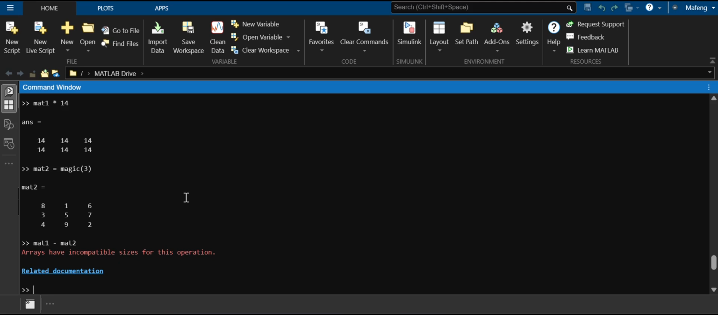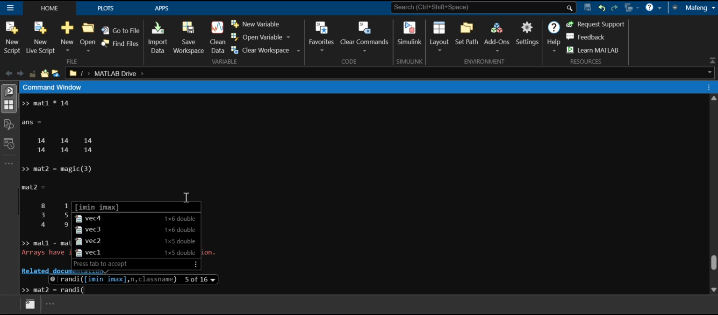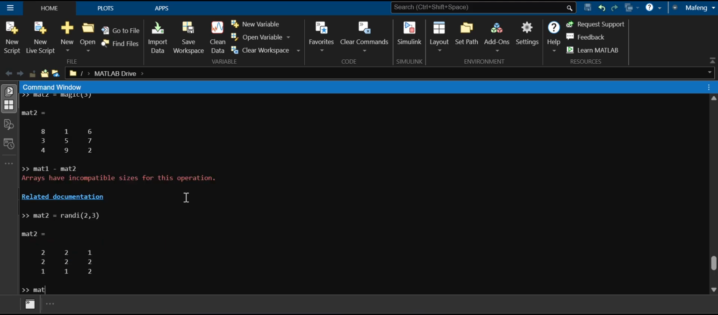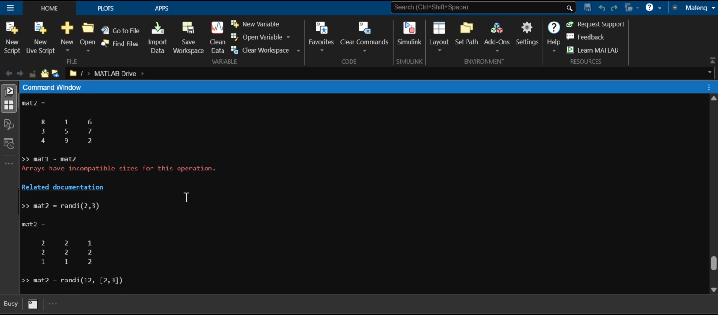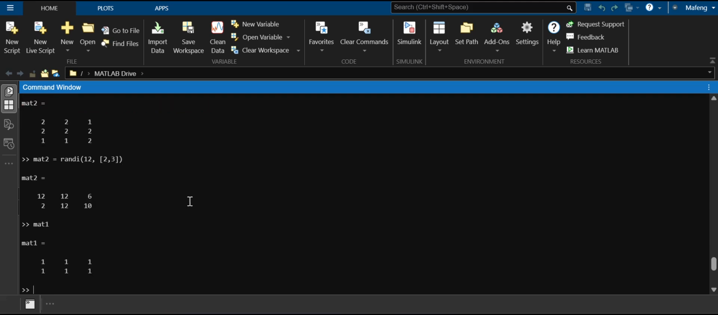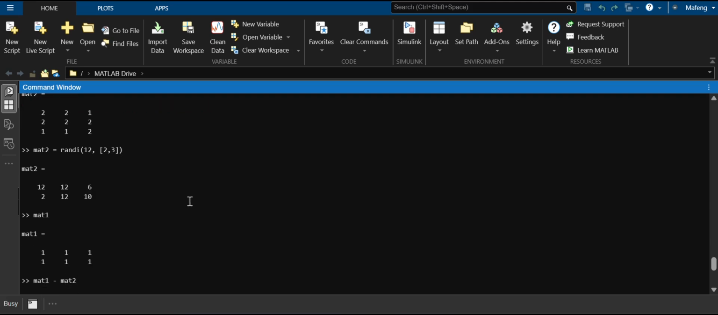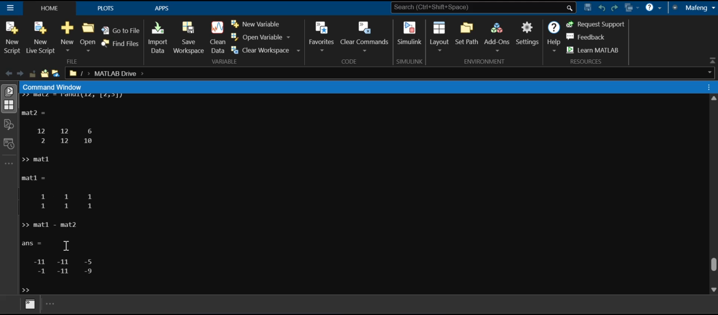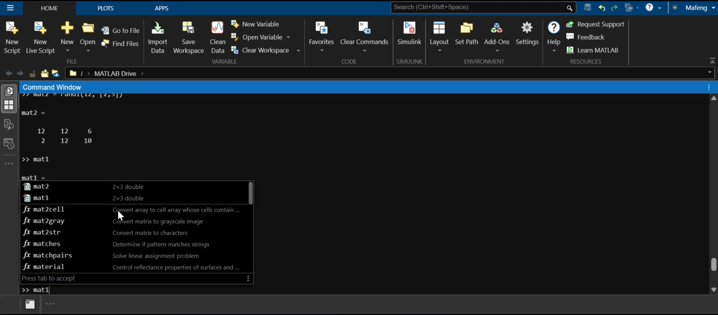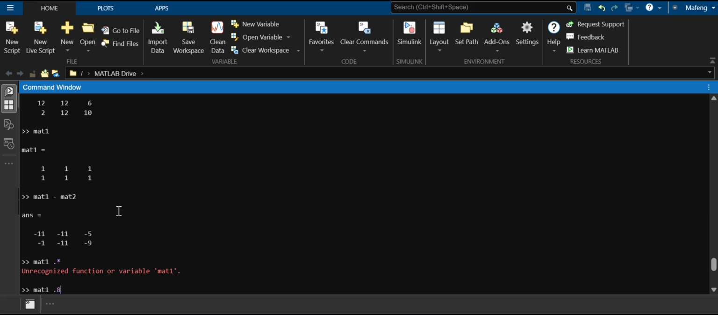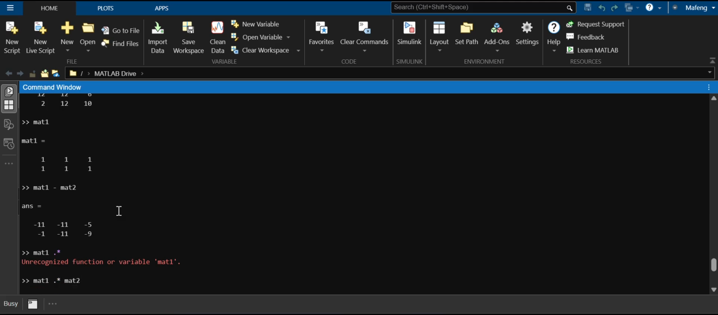Alright, so let's have mat 2 being random 2 by 3. Nope, that's not 2 by 3. Okay, see what I do. Let this be 2 and let this be 3, for the size. So mat 1 minus mat 2 subtracts everything in mat 2 from mat 1. Mat 1 dot times mat 2 multiplies everything in mat 2 by mat 1.